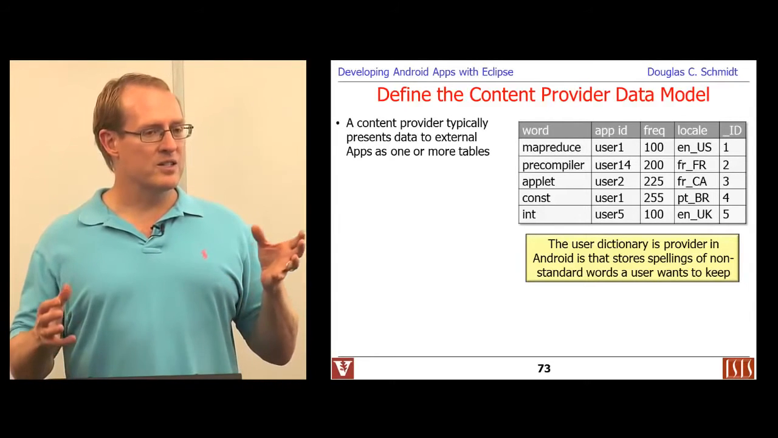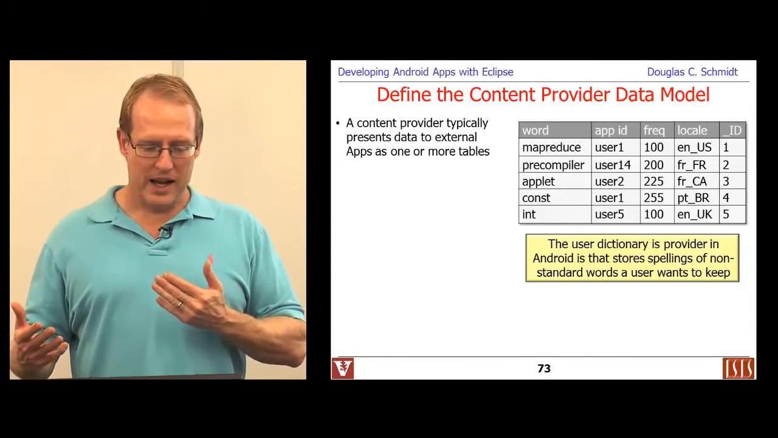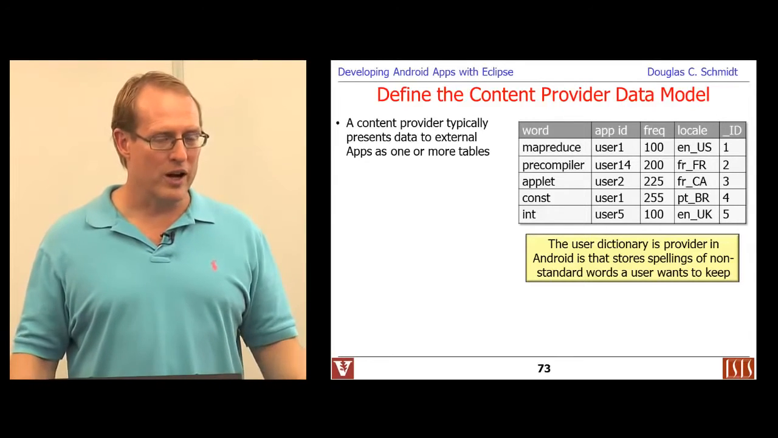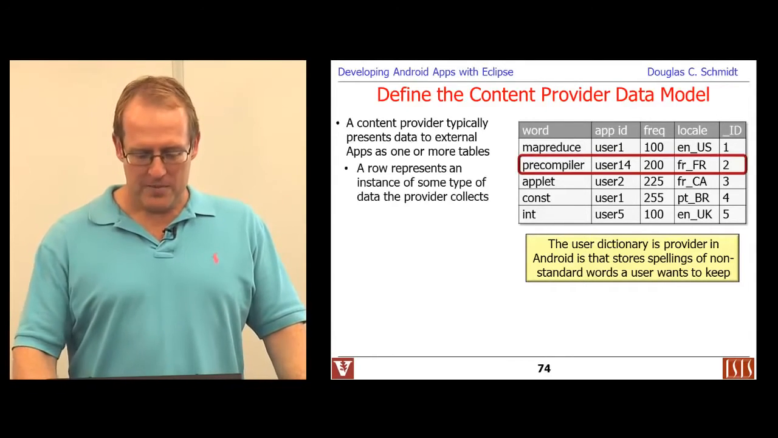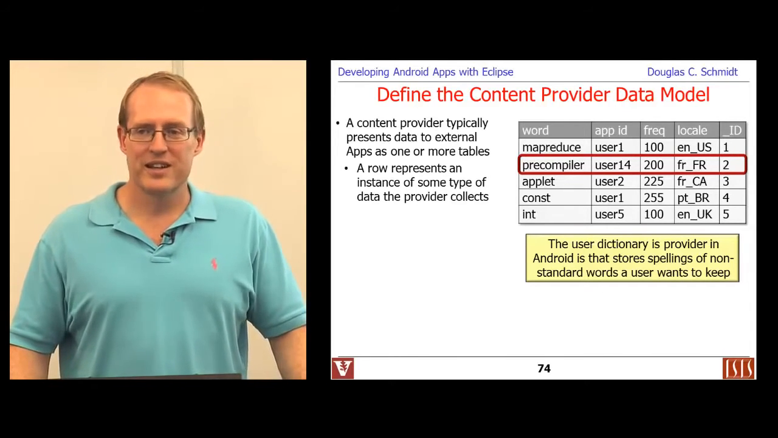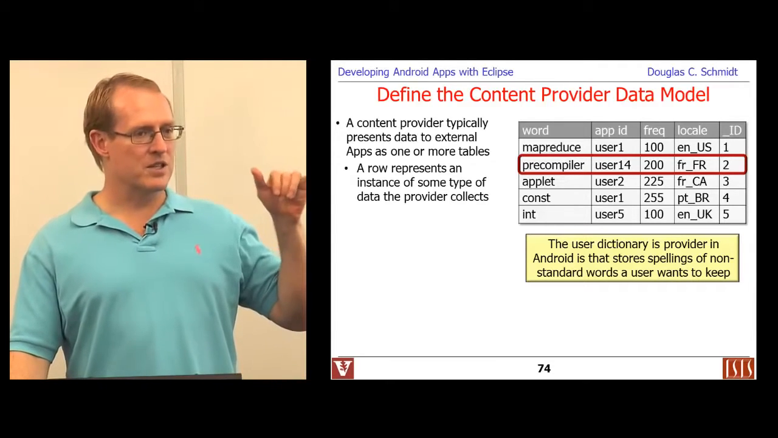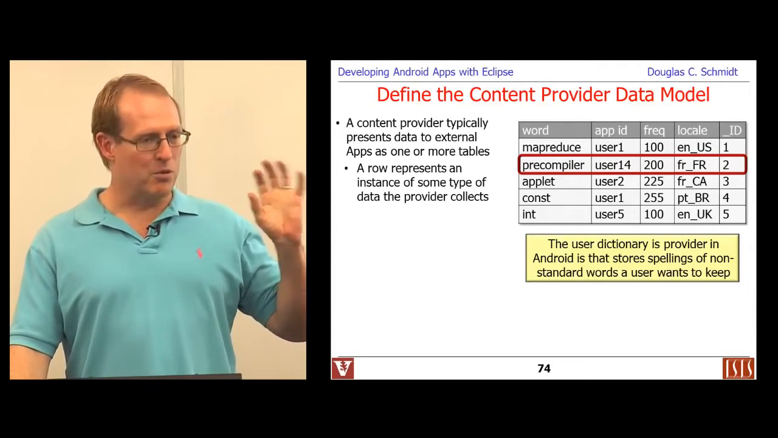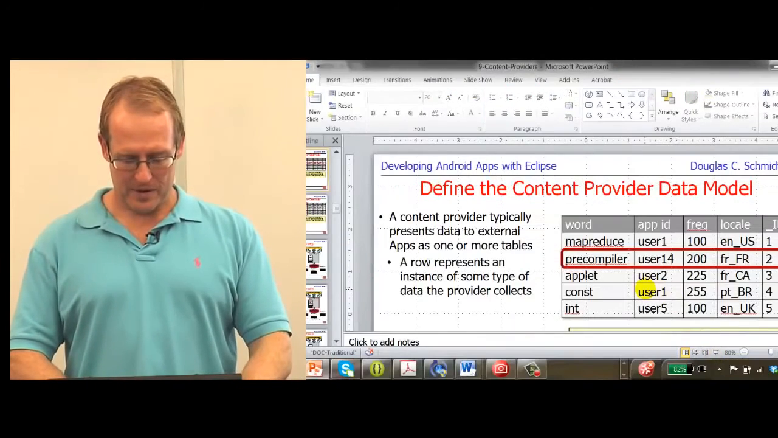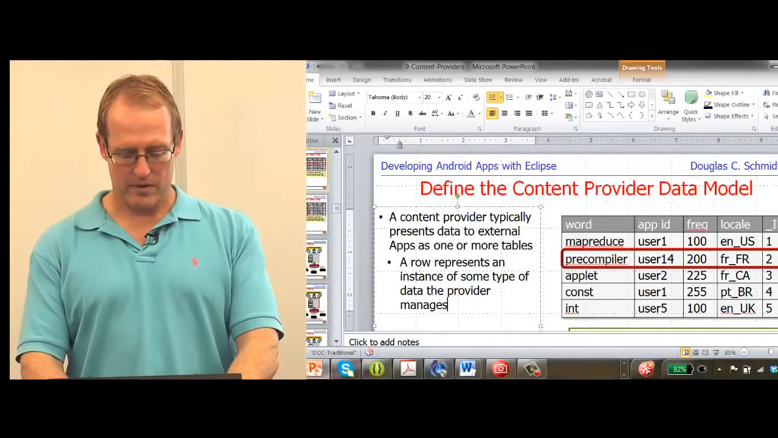Typically, under the hood, these things are stored in a table-like form with rows and columns, which is one reason why people commonly use SQLite, although that's not required. It's just an obvious match. And in this world of relational exposing of data models, a row corresponds to an instance of some type of data that the provider is going to manage. I'm going to say manages instead of collects.